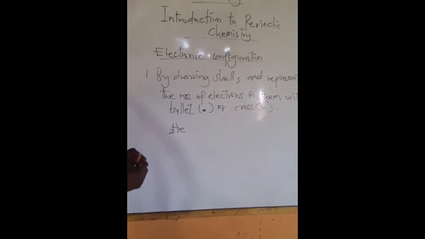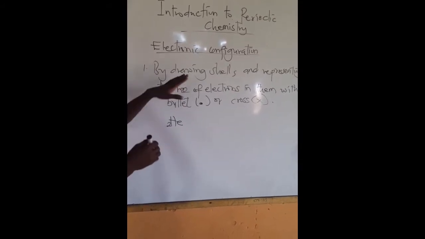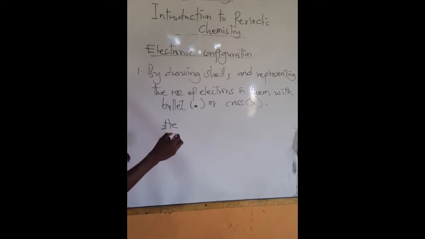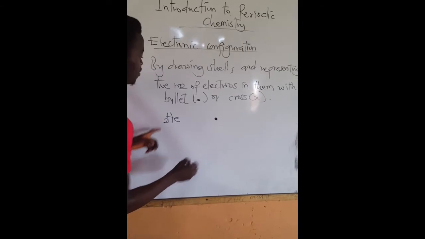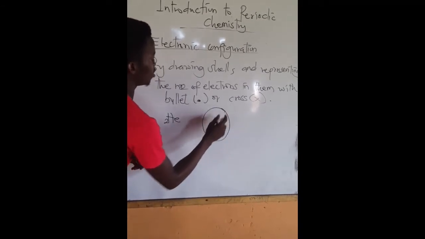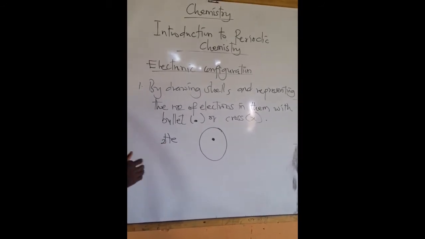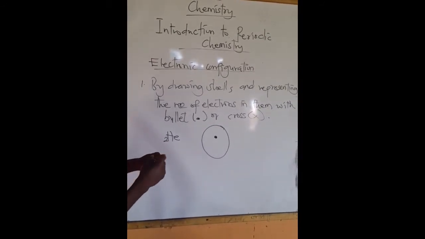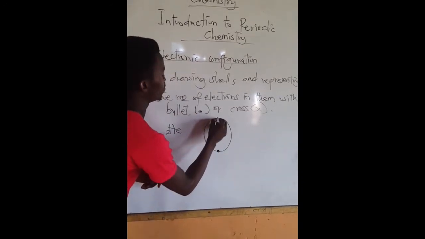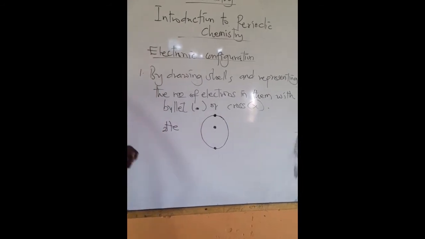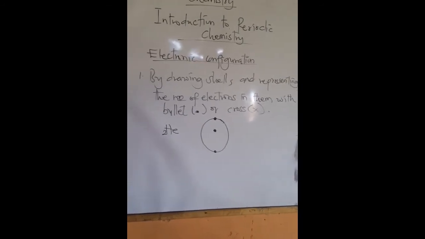So let's look at how to arrange these 2 electrons on the shells. At the first arrangement, we are going to draw our atomic structure for helium. That is going to be our nucleus. We know that the helium atom has only 2 electrons, so we are going to represent them with a bullet, 1, 2. That is how to arrange the electrons on the shell at the first arrangement.